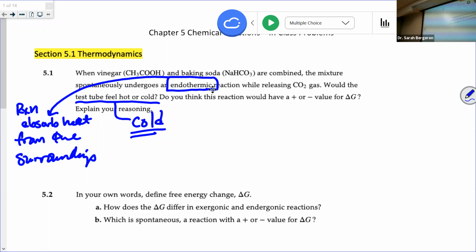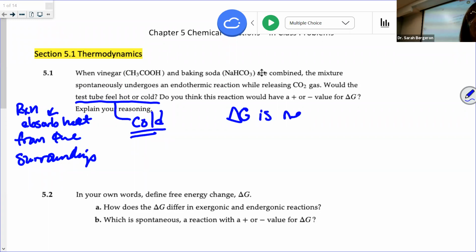All right. So the next thing says, do you think this reaction would have a positive or negative value for delta G, and explain? There's a particular part of this statement that tells me the answer. I heard the answer, I heard negative. So why would you say negative? What was that? Because it is spontaneous. That was our key word right there. Spontaneous. That is by definition what delta G is.